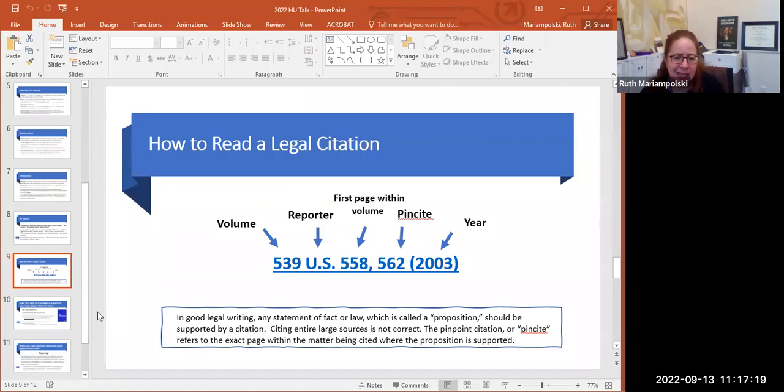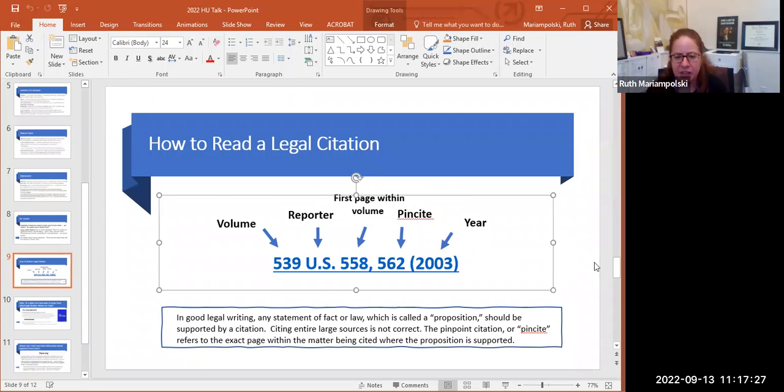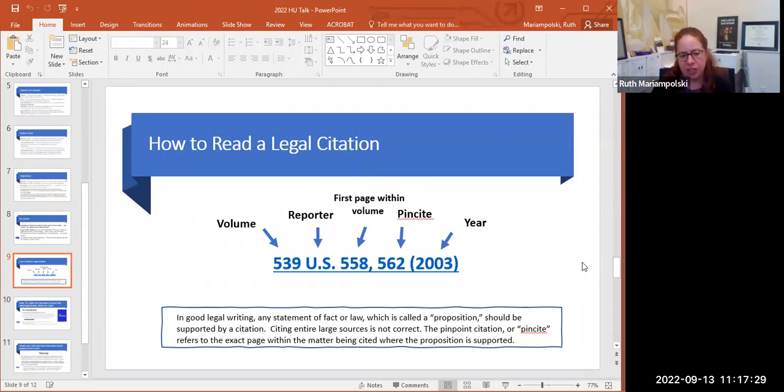The next number, this one here, is the first page within the volume of the decision. So what you're going to do is pull down volume 539 and open it to page 558. And that's where the decision will begin. The next number, if it's followed by a comma, is what we call a pin cite or a pinpoint citation. It is never correct in legal citation schema to broadly cite to an entire work.